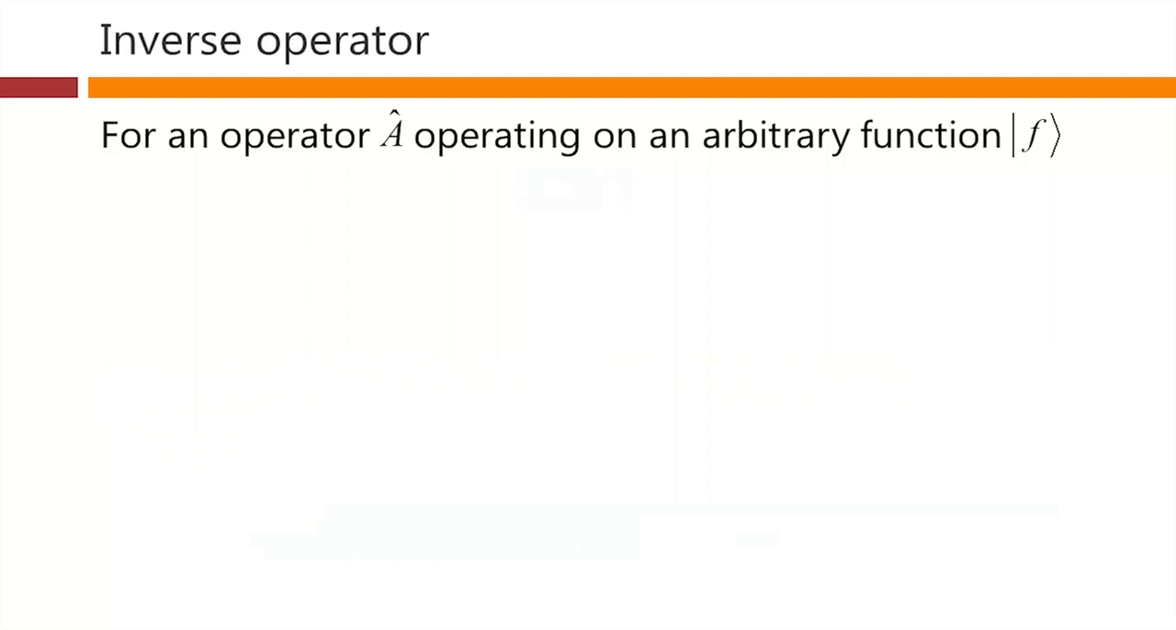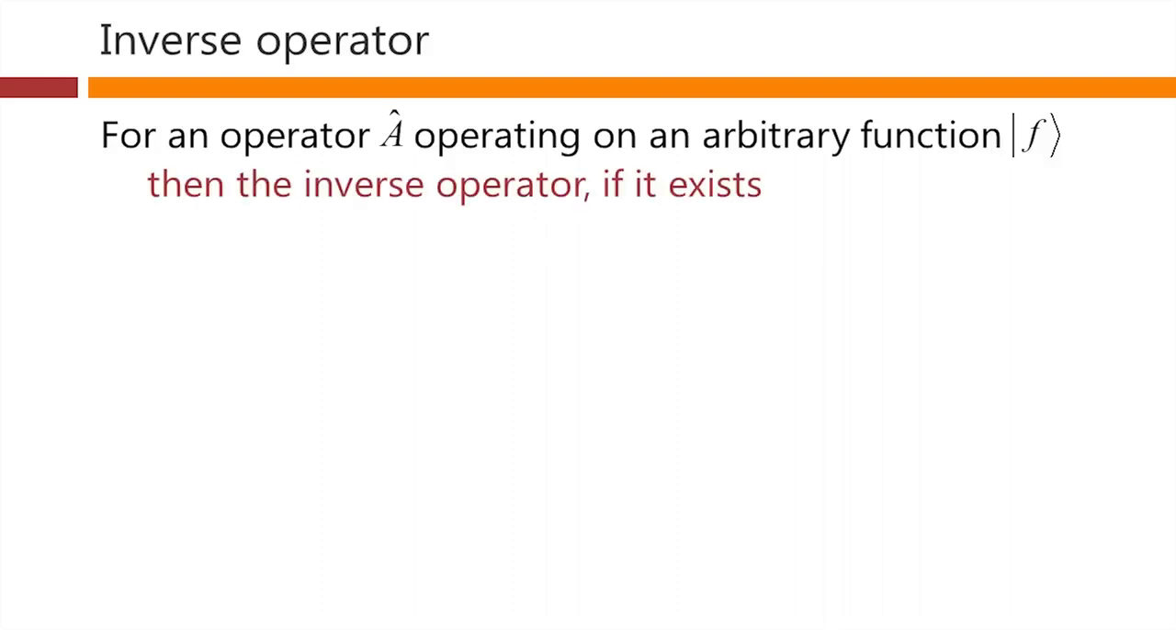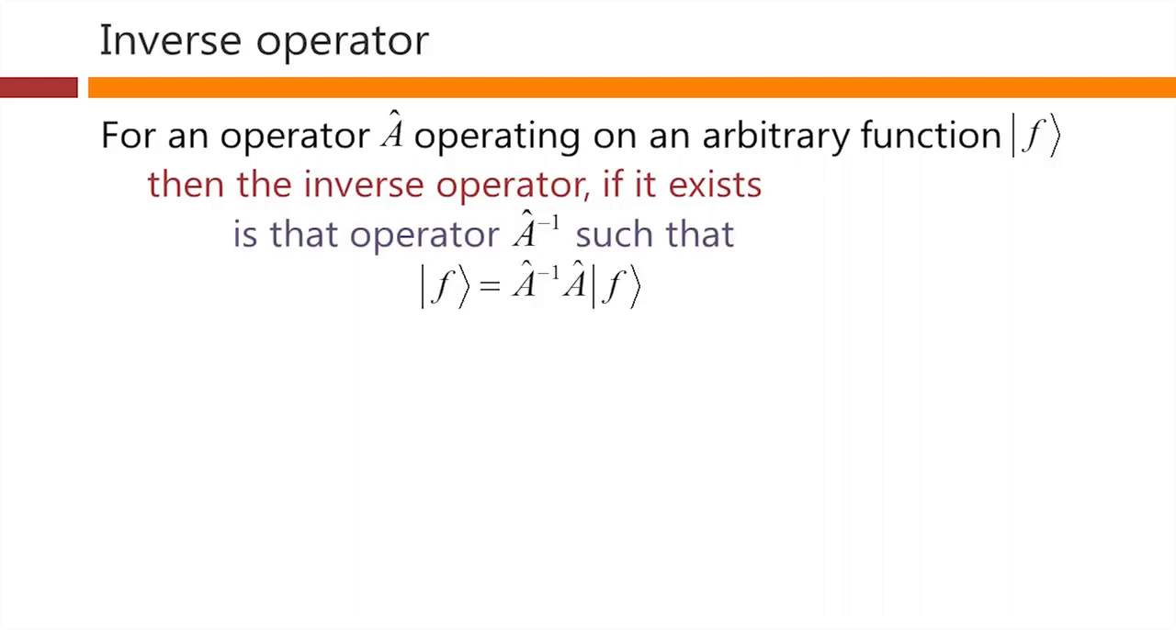An inverse operator is one that we use to work backwards. For an operator A operating on some arbitrary function f, the inverse operator, if it exists, is the operator A to the minus 1 such that f is equal to A to the minus 1 operating on the result of A operating on f. So the idea is that the operator A does something to f and the operator A to the minus 1 undoes that.